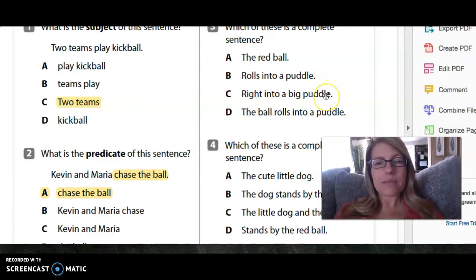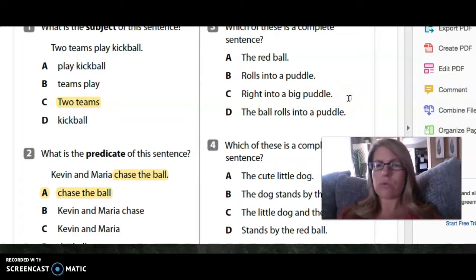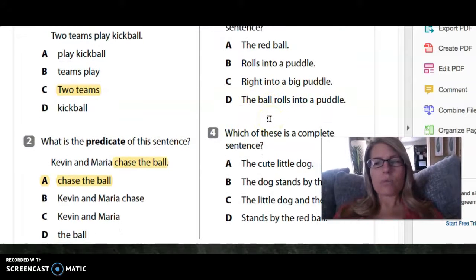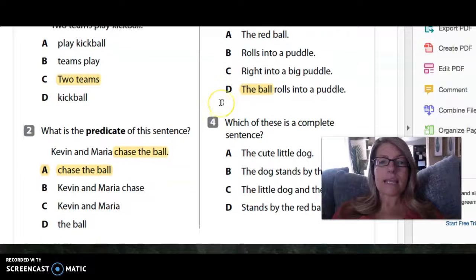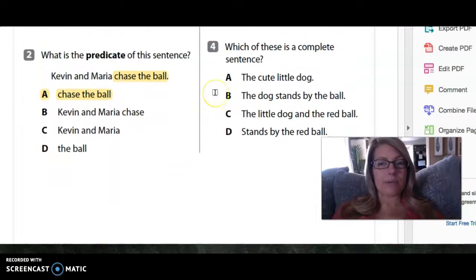Let's look at sentence C. Right into a big puddle. What went right into a big puddle? I don't see who this is about. So this is missing a subject as well. This does not tell us what went right into a big puddle. We're missing the subject. D, the ball rolls into a puddle. Okay, the ball is our subject. That's who the sentence is about. Rolls into a puddle is our predicate. Because this has both a subject and a predicate, we know that it is a complete sentence, and it is our only complete sentence for number 3.